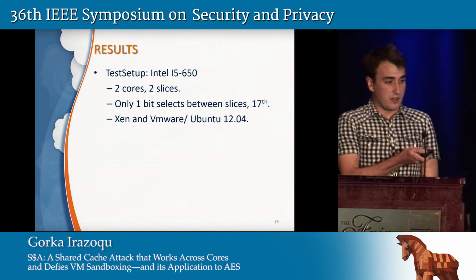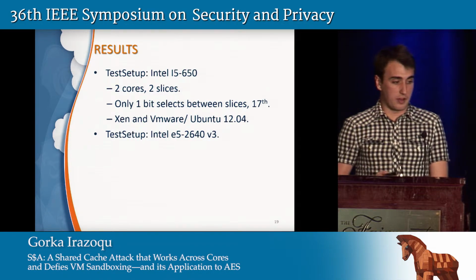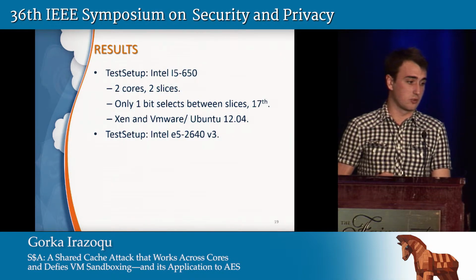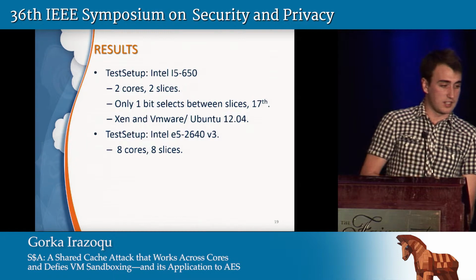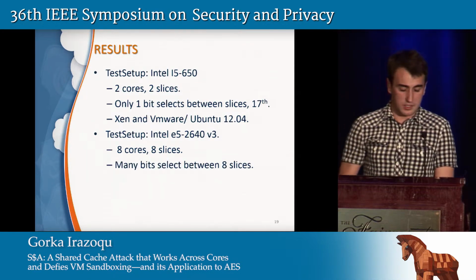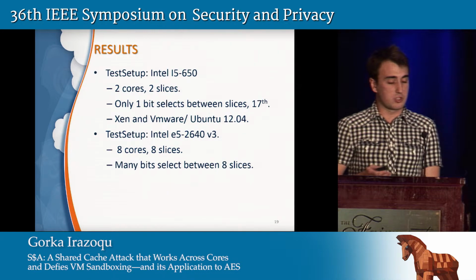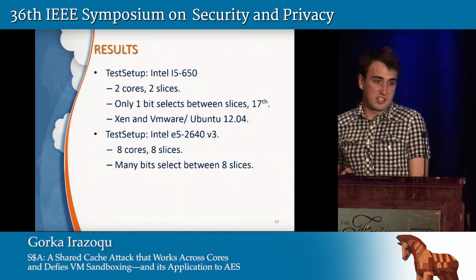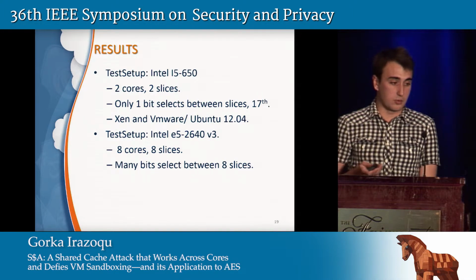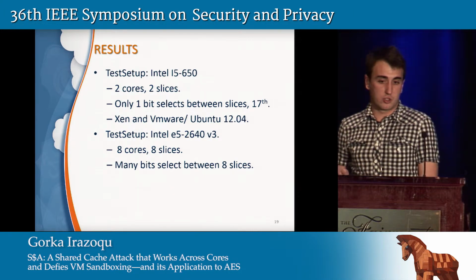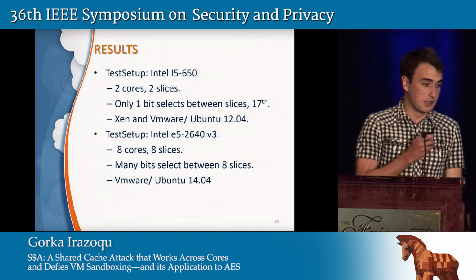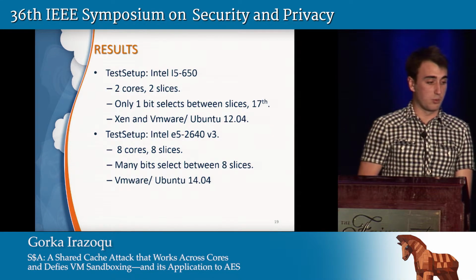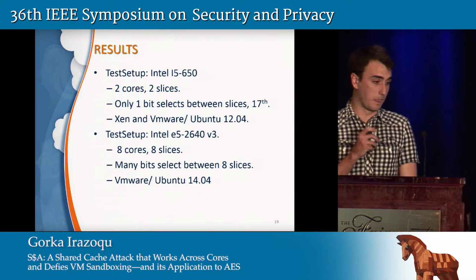We also implemented it in a much more modern machine, Intel Xeon i5 2640v3 that has 8 cores, 8 slices. It uses many bits to select between all the slices that it has. However, we can still target the slices separately because we can actually figure out which memory blocks go to the same or collide in the same slice. We are using this with VMware, and this time we're using Ubuntu 14.04 as guest VMs.